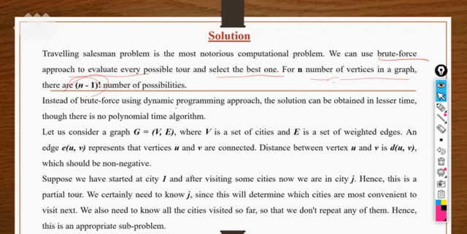So instead of using the brute force approach, it will be good to use DP, dynamic programming, to find the solution in lesser time, because it will take lots of time to evaluate the best one among all the possible routes with brute force. So it's better to use the dynamic programming approach.